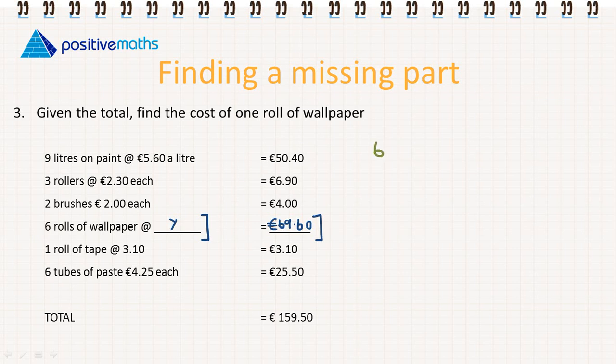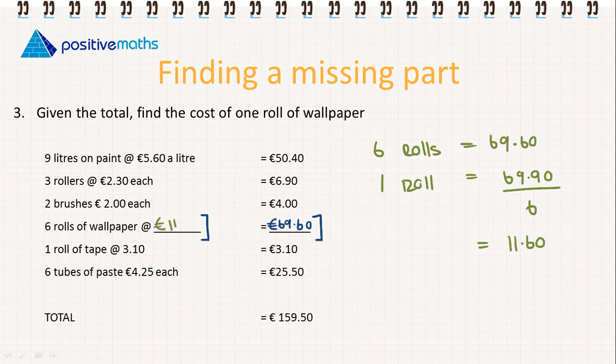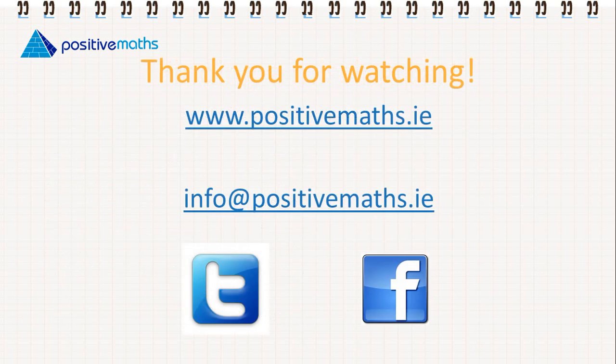So we get 69.60 for X. Now we have to work to find the cost of 1 roll of wallpaper. We know that 6 rolls is equal to 69.60. We want to find 1 roll, so we divide 69.60 by 6. And our answer then is 11.60. Not forgetting our units, we fill in our answer as 11.60.